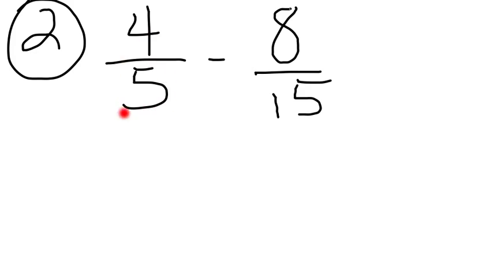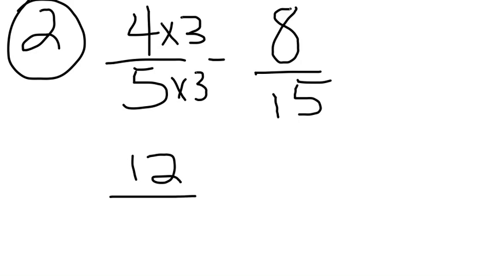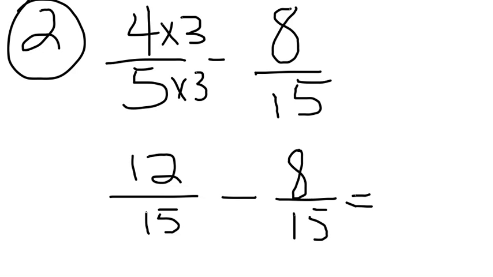But we need to change this 5 to make it have 15 pieces. So in order to do that, 5 times 3 will give us 15 on the bottom, and we must times by 3 on the top, keep it equivalent. So 4 times 3 is 12, and 5 times 3 is 15, giving us our common denominators. And now we can subtract 12 fifteenths minus 8 fifteenths, which will give us our final answer.